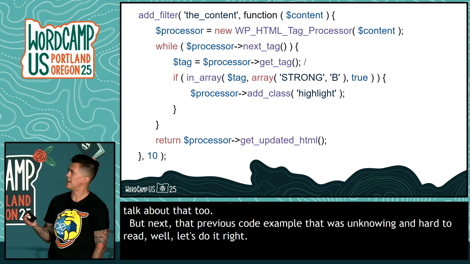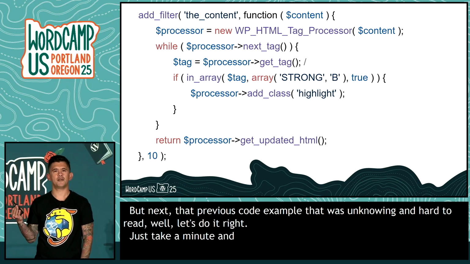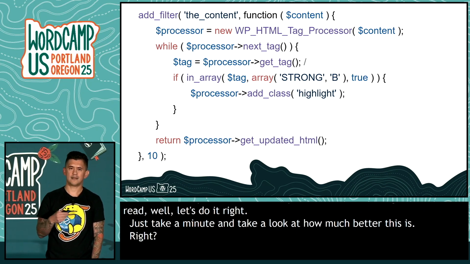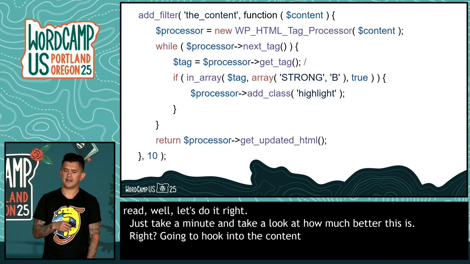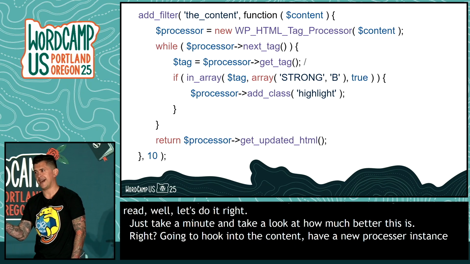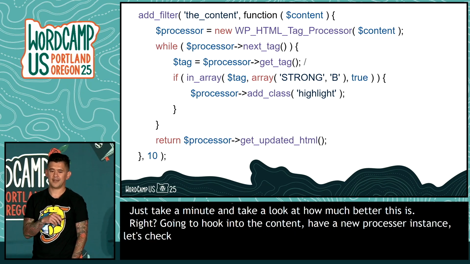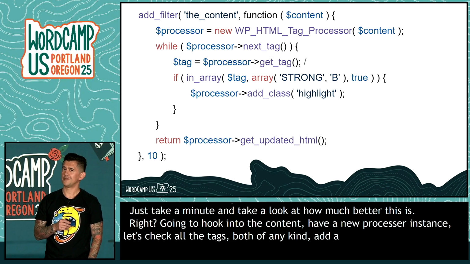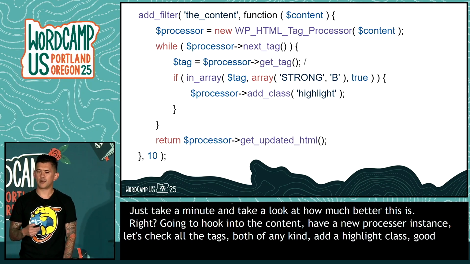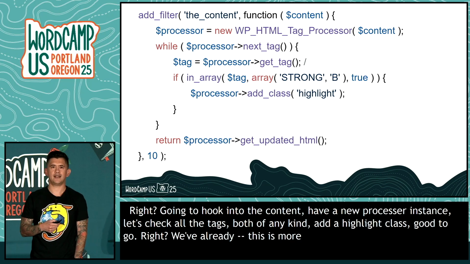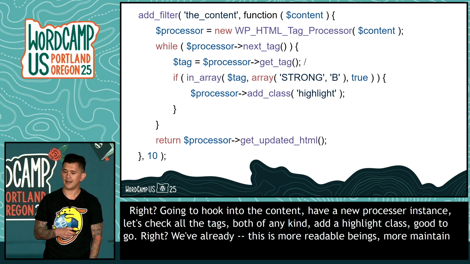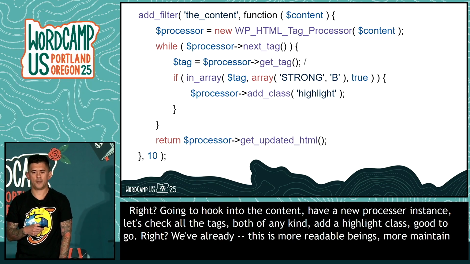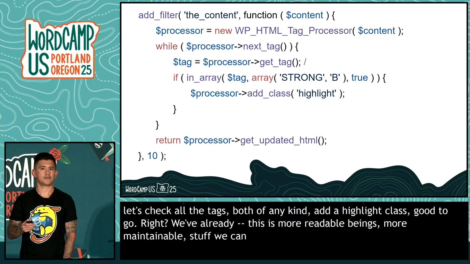Just take a minute, take a look at how much better this is, right? You're going to hook into the content, have a new processor instance. Let's check all the tags, bold of any kind, add a highlight class, good to go. Right, this is more readable, more maintainable, stuff we can understand, and we're doing it the WordPress way. We're updating the tag, returning the HTML, no one's the wiser.